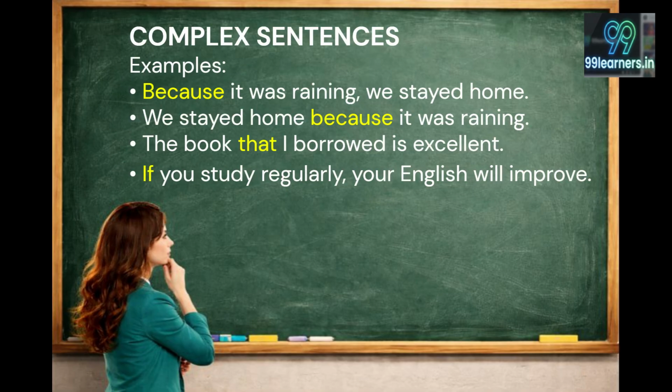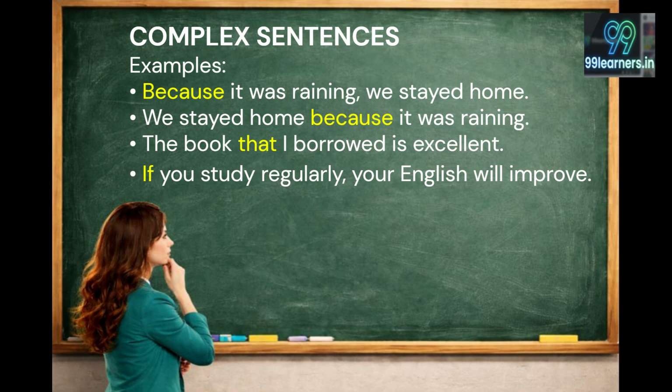Examples: "Because it was raining, we stayed home." Dependent clause: because it was raining, plus independent clause: we stayed home. "We stayed home because it was raining." Same clauses, order changed, no comma used. "The book that I borrowed is excellent." "That I borrowed" is a relative clause describing the book.